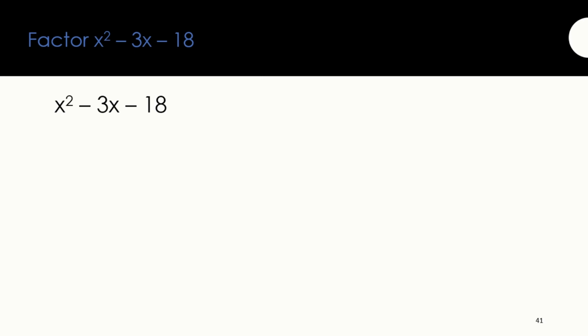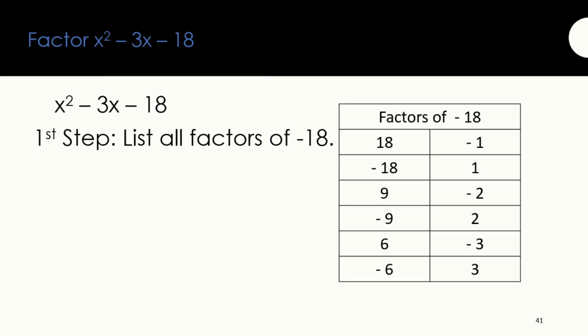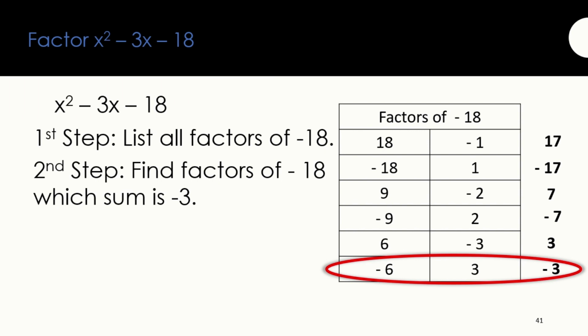Next, x squared minus 3x minus 18. So, parehong negative naman to. So, again, step 1, list all factors of negative 18, kagaya ng ginawa natin kanina. So, next step to natin is we will add yung mga factors. At hahanapin naman natin saan tayo magkakaroon ng negative 3. So, kita natin that negative 6 plus 3 will give us negative 3.